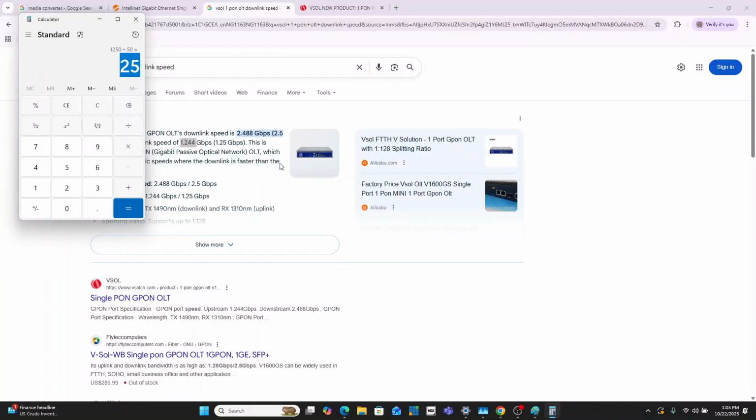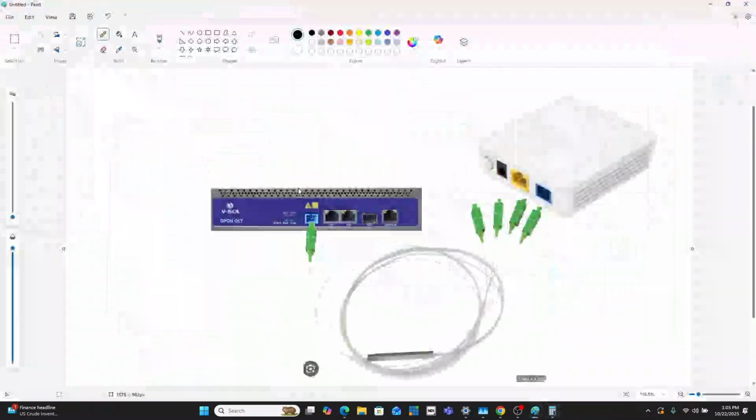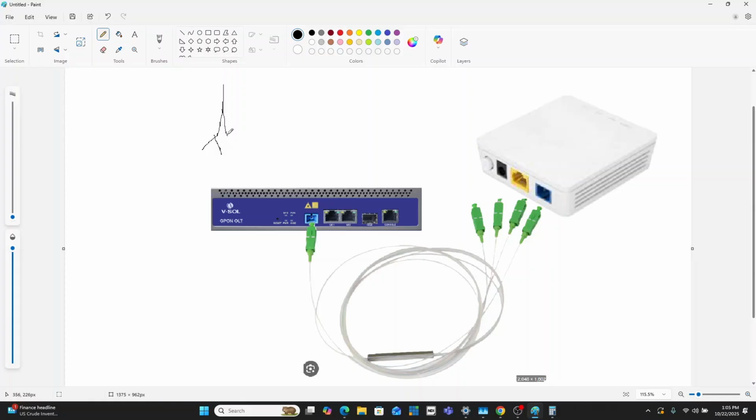Once you deploy a PON, in essence, you have created a tree. You have created a what? A tree, isn't it? I hope this is correct. What I'm drawing now is relatable. We can relate with it, right?